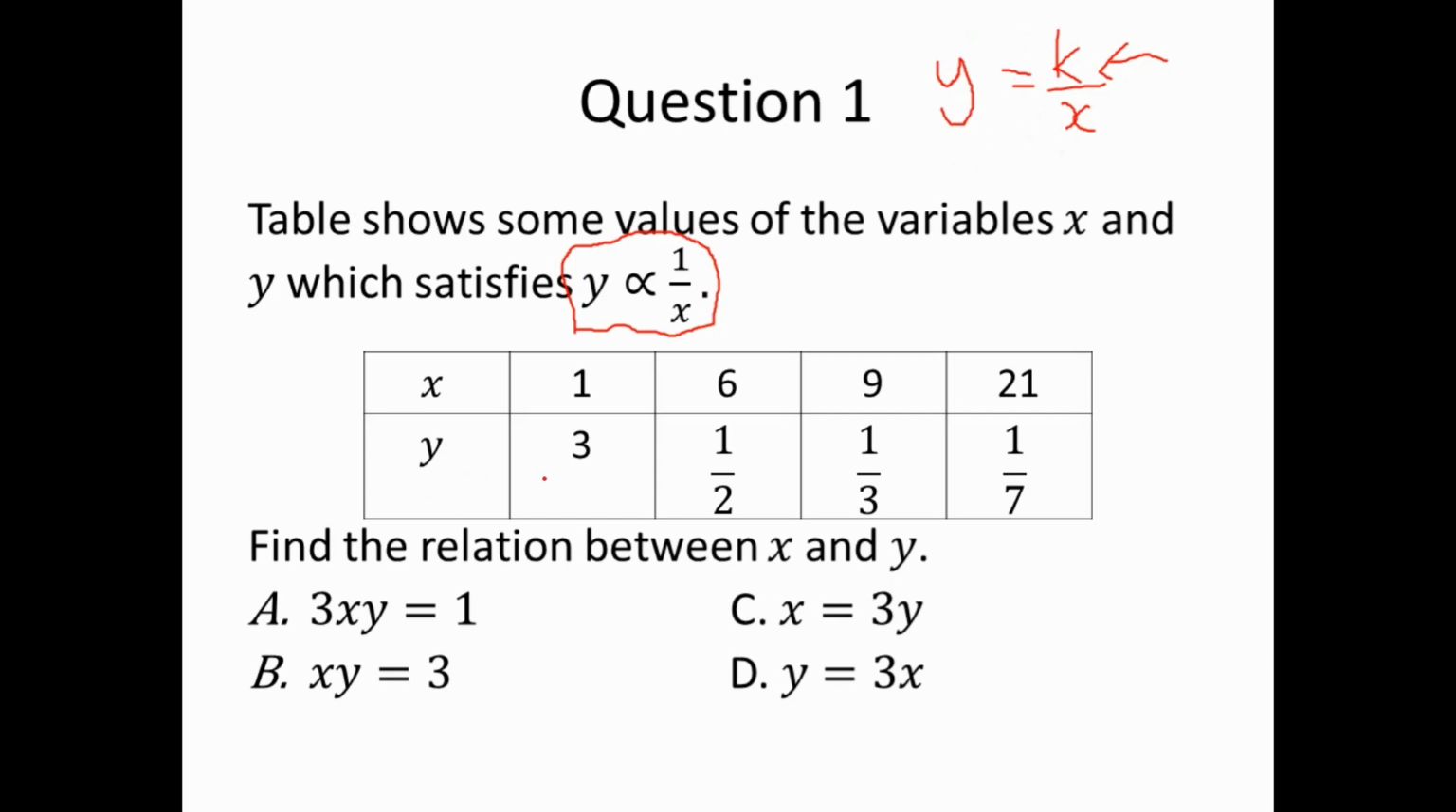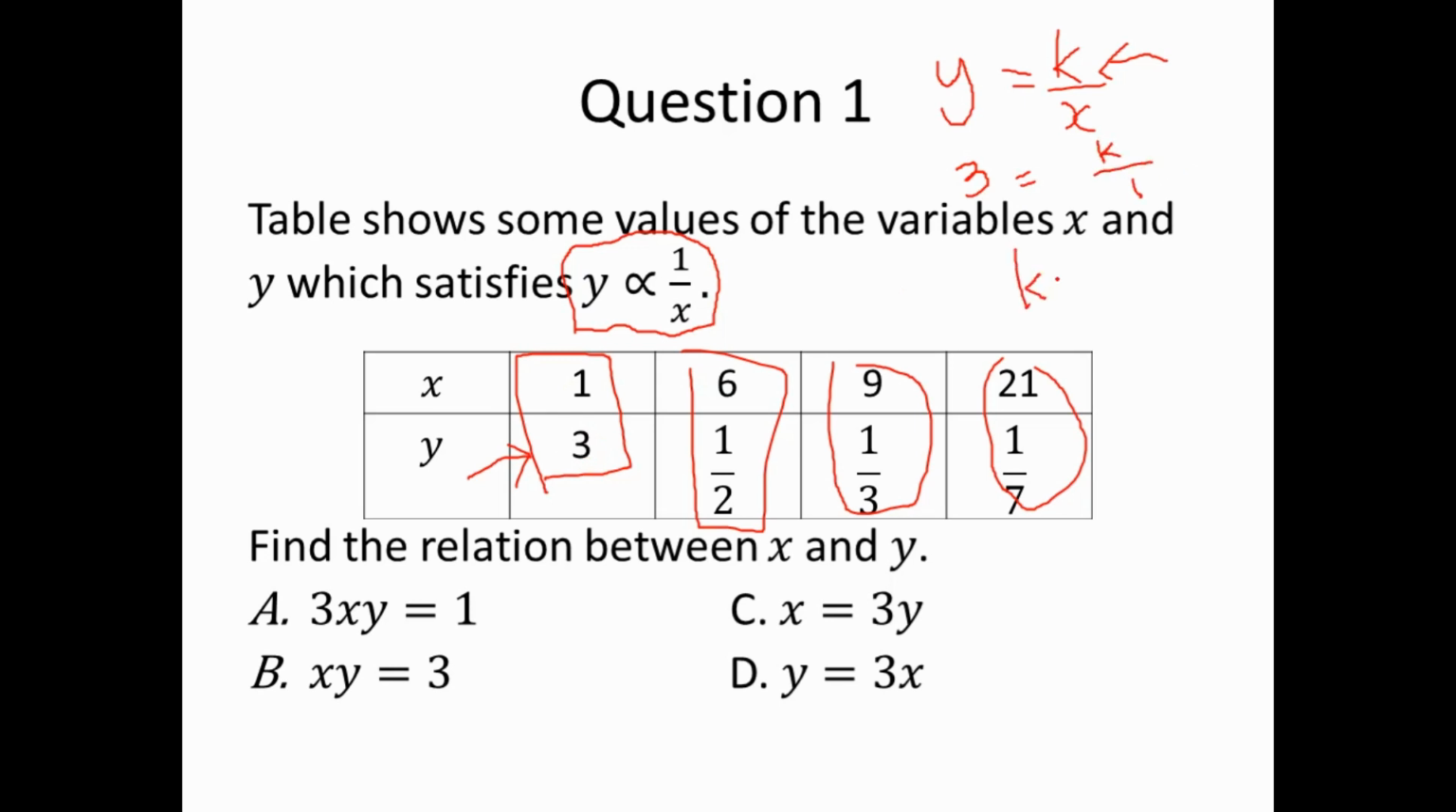From this table, you are given 4 pairs of values of x and y. You can use any one. For example, I use this one. When x equals 1, y equals 3. So you have 3 equals k over 1, so k equals 3 times 1, which is 3. So we put back the value of k into this equation: y equals 3 over x.